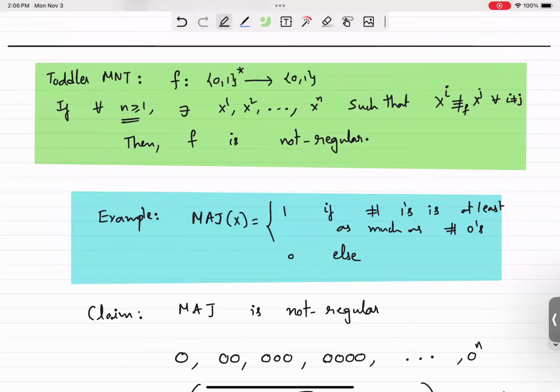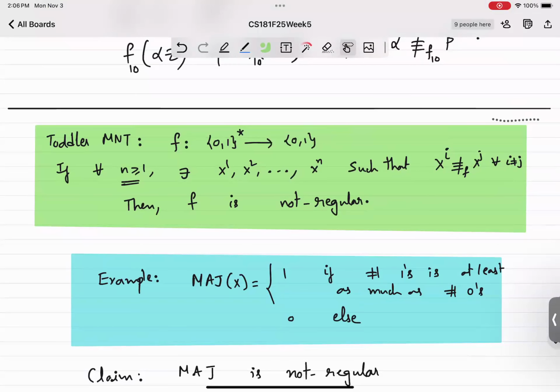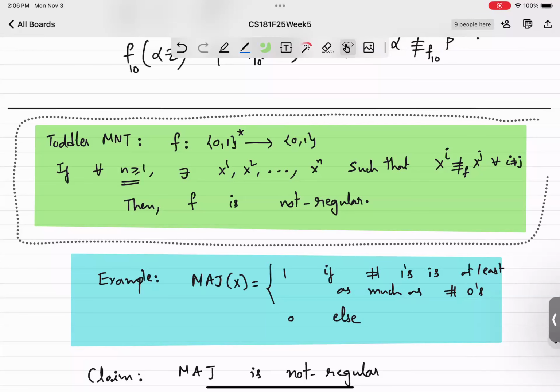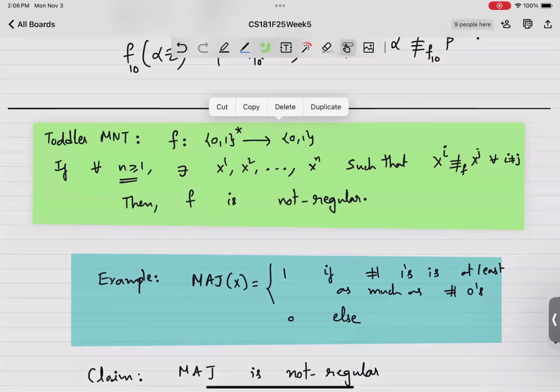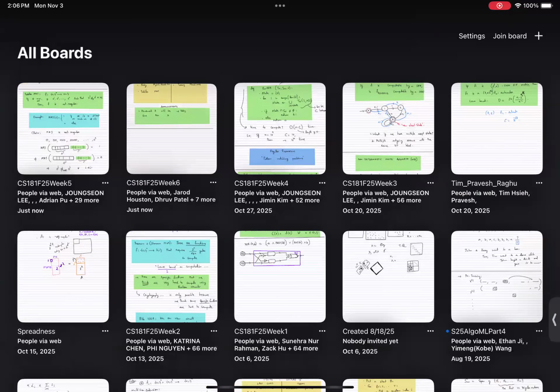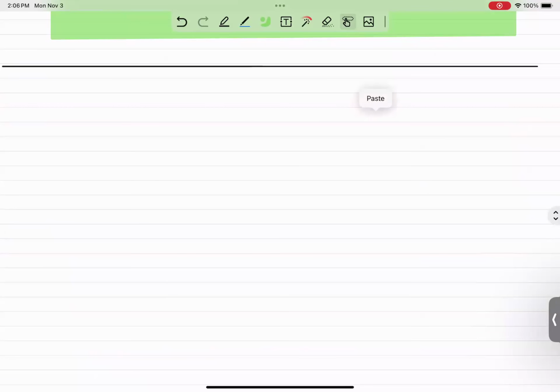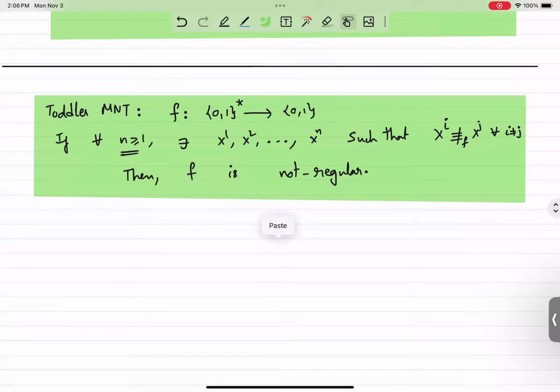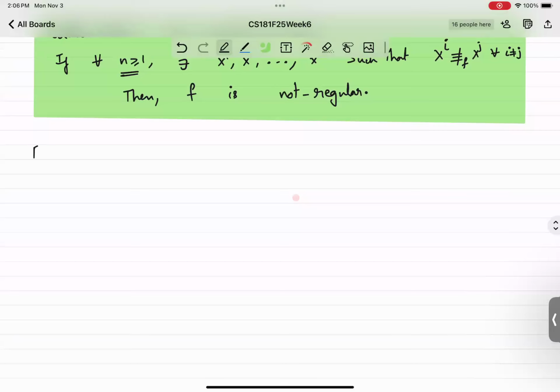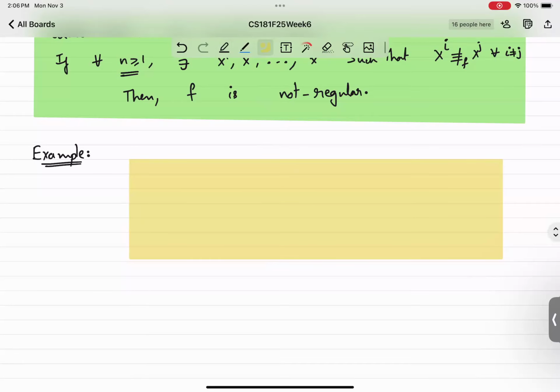So let's do a quick recap of what we were talking about. Right, so we were talking about this guy. And this is another way to show languages are not regular. We saw one example already. Let's do a new example of this. And this is a slightly different language, which is, let's say, palindrome.